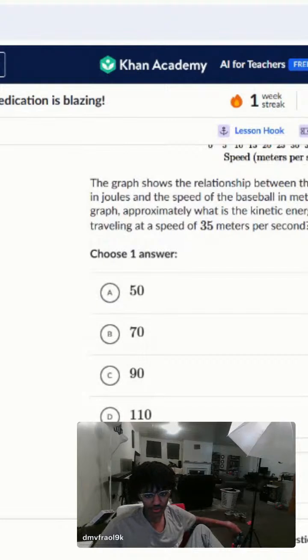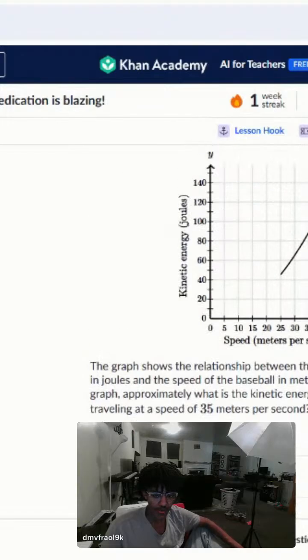The graph shows the relationship between the kinetic energy of a baseball in joules and the speed of the baseball in meters per second. Based on the graph, approximately what is the kinetic energy in joules of a baseball traveling at the speed of 35 meters per second?